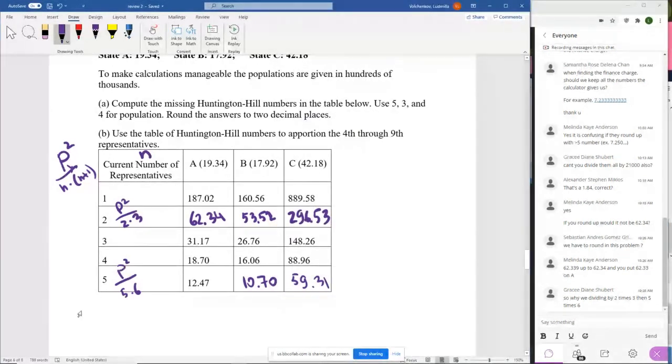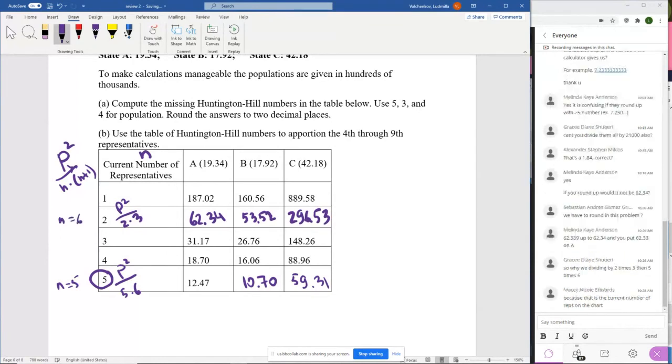Okay, so we divide by 5 and 6 because it's the definition of the Huntington-Hill number: the square of the population divided by the number of representatives in this line. So the number of representatives in this line is 5. This is n. In this line, n equals 5, and in that line, n equals 6. Yes, the current number of representatives.